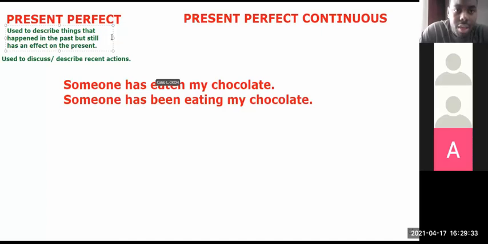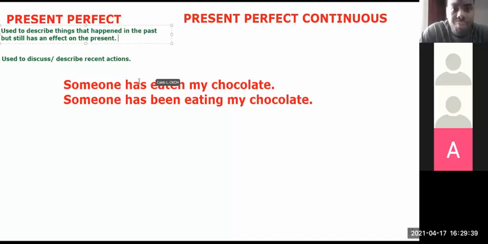Right. So that is it. Things that happened in the past but still have an effect on the present. That is what the present perfect is used for. Now, if you use it to describe recent actions, that means something that happened in the past, but it's recent.